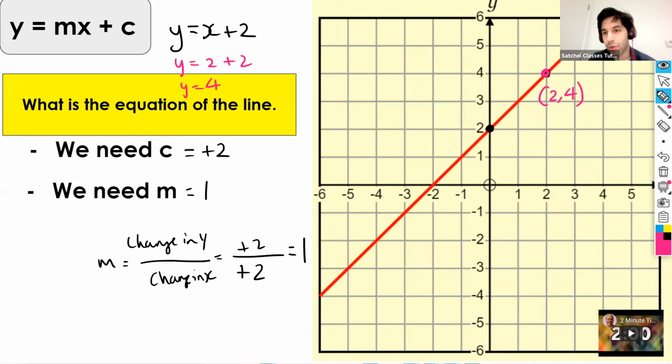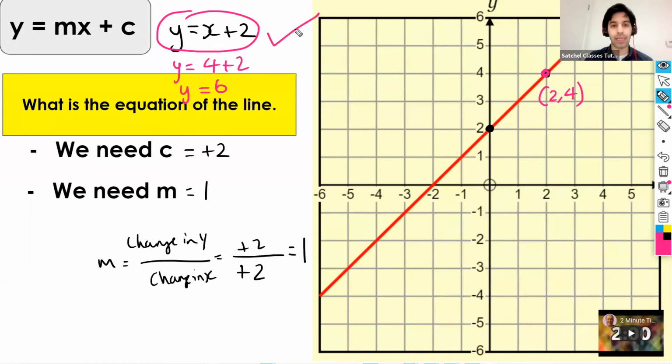Let's try this coordinate over here as well. So when x is 4, y is 6. Does that work? So y equals, when x is 4, y is going to be 6. So this is the equation of the line, and this is the correct equation. All right, let's move on to another example.